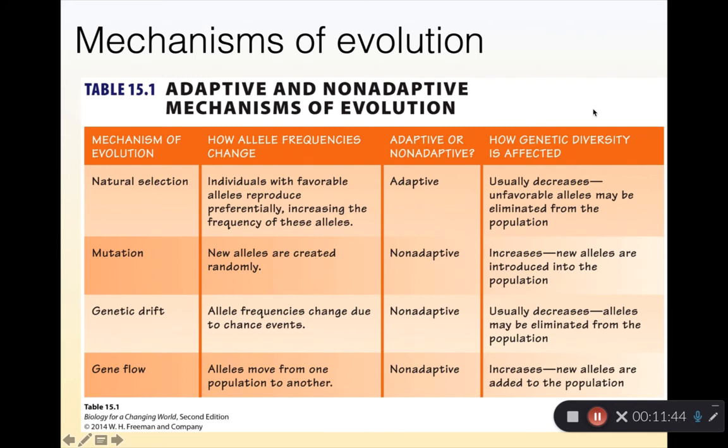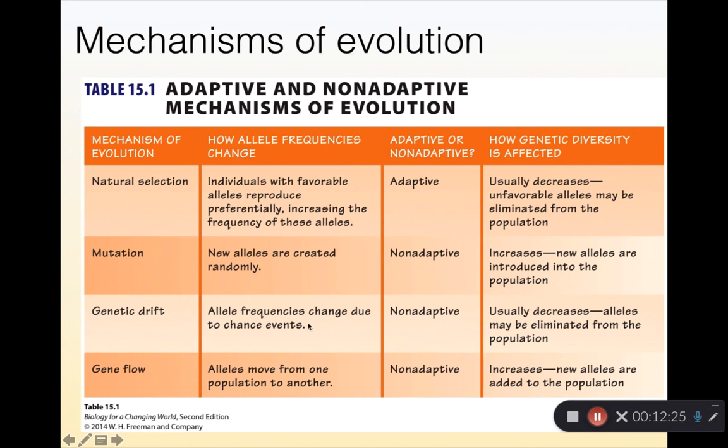So just to give you a good overview of what we've talked about so far, looking at natural selection, mutation, genetic drift, and gene flow. And critically, how we consider these in terms of evolutionary biology. So is it adaptive or is it non-adaptive? Is it random or is it non-random? So adaptive evolution is always non-random, natural selection, and then looking at how the allele frequencies are expected to change under each of these. So this is a really important summation of what we've gone over.